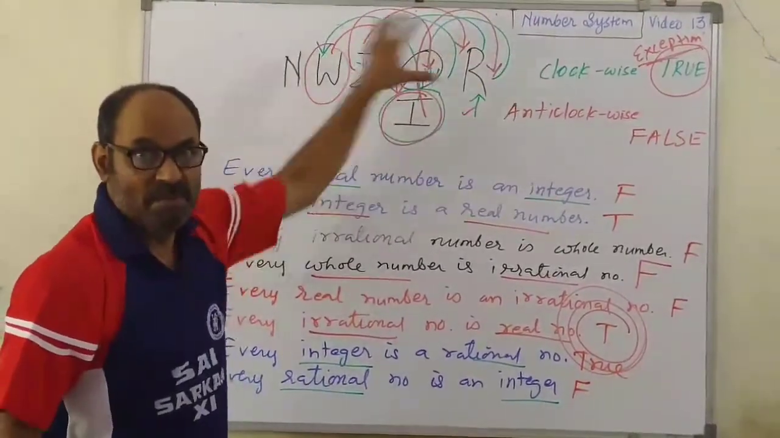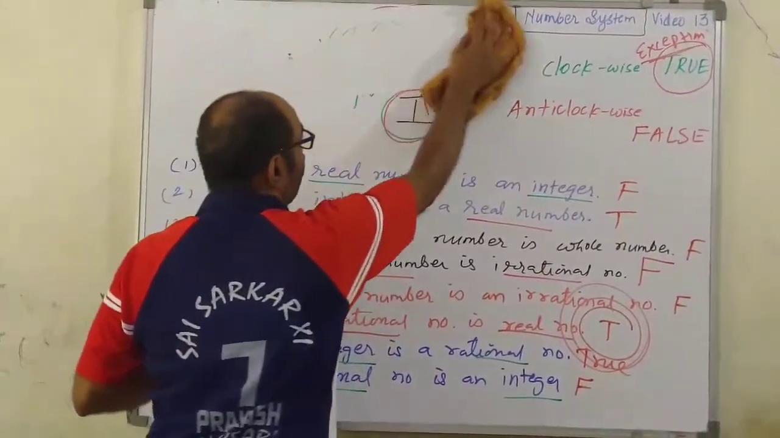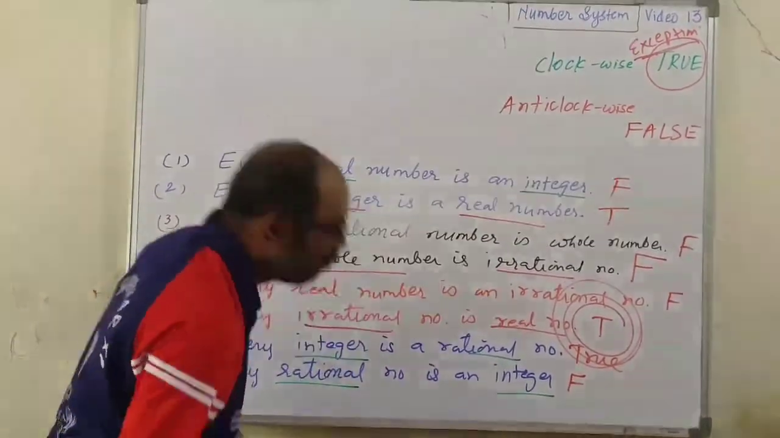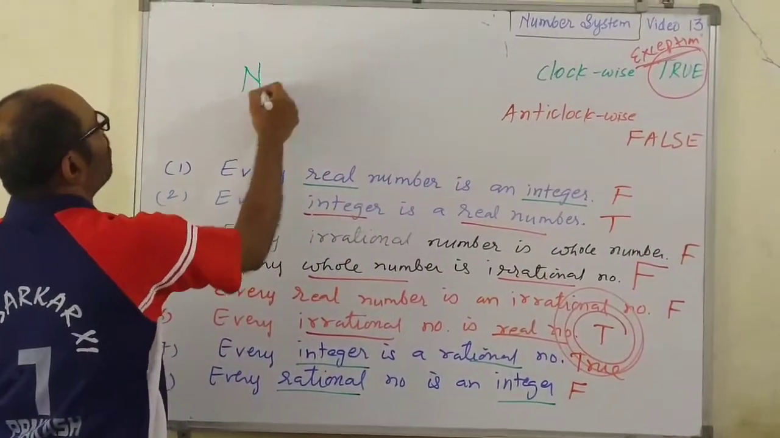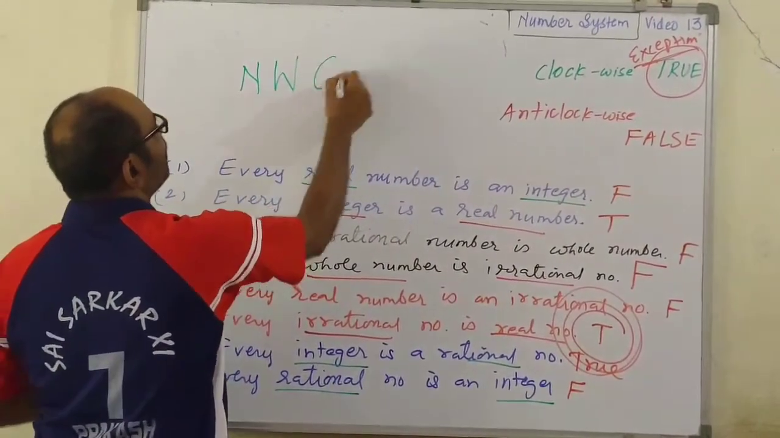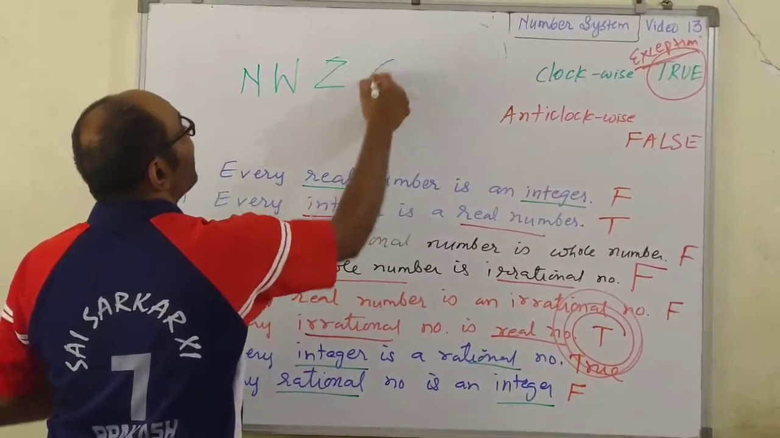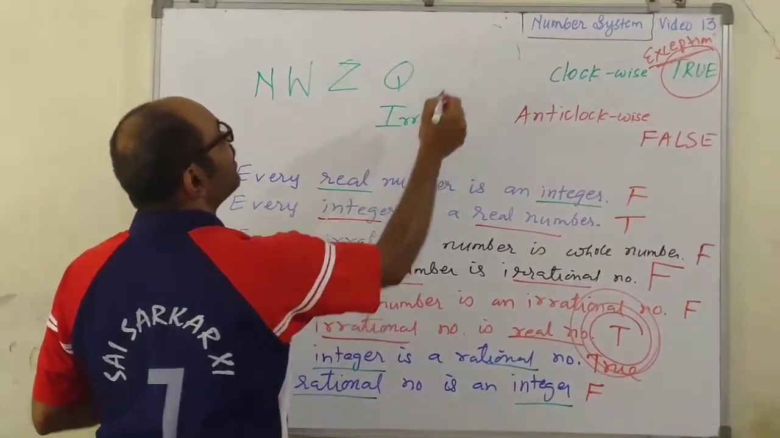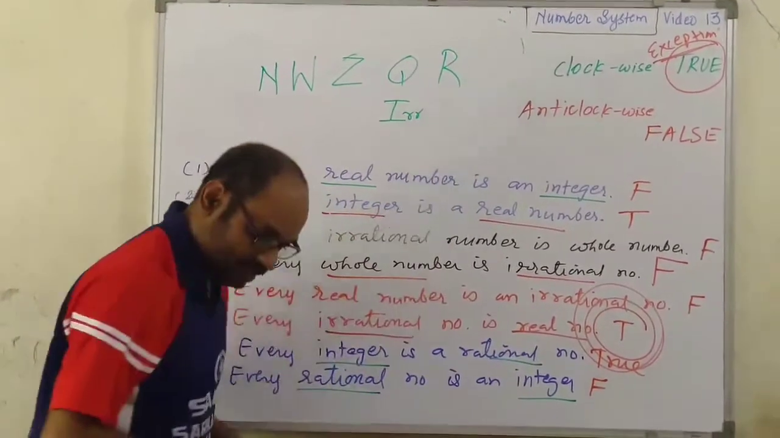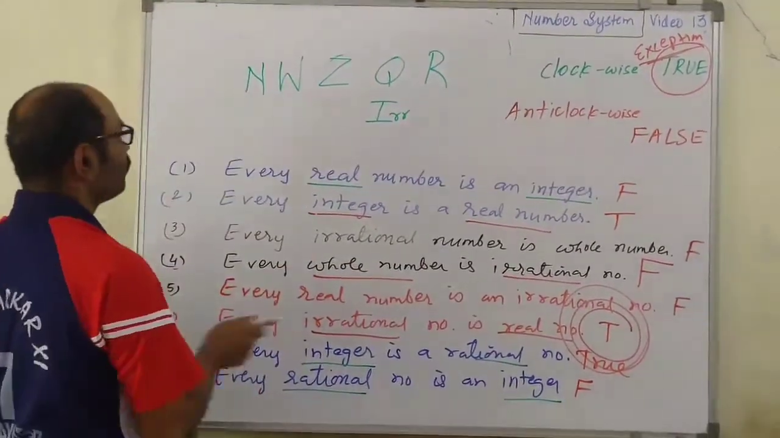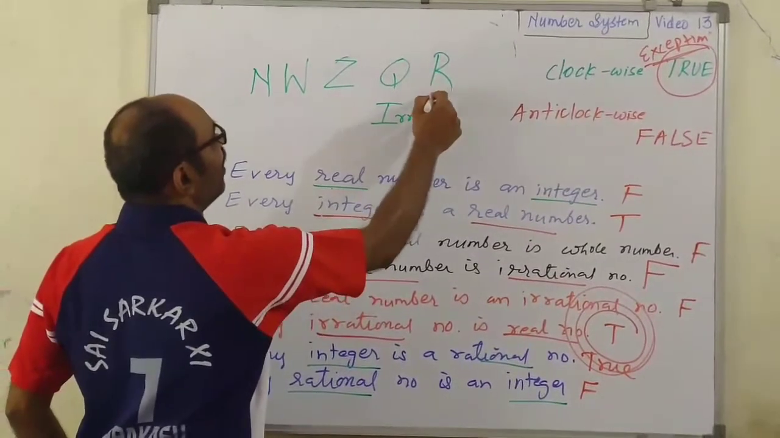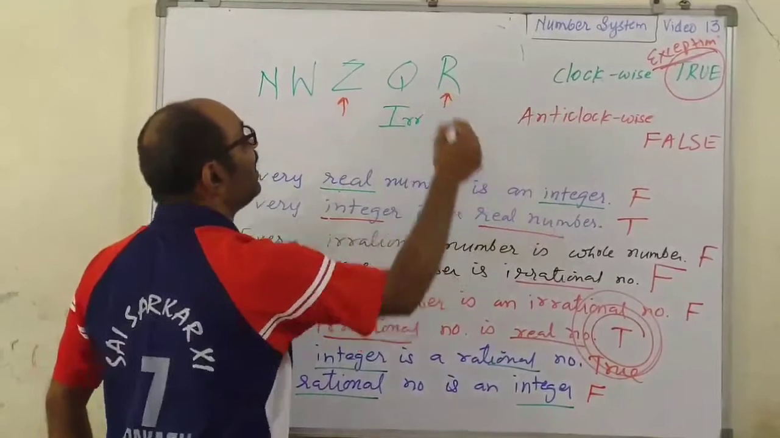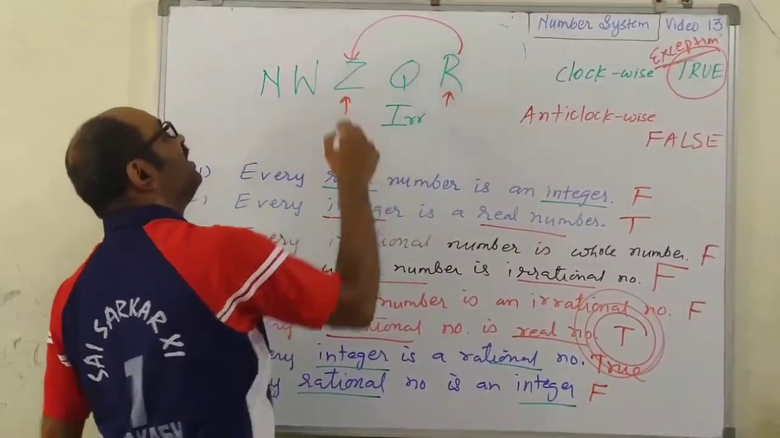Maybe you got confused here because of a lot of arrows. So we'll see one by one. First we saw the set of natural numbers, whole numbers, integers, then rational and irrational numbers, and then real numbers. Now see one by one. Real number, here it is. Integer, here it is. Real is integer, so from real you take integer.